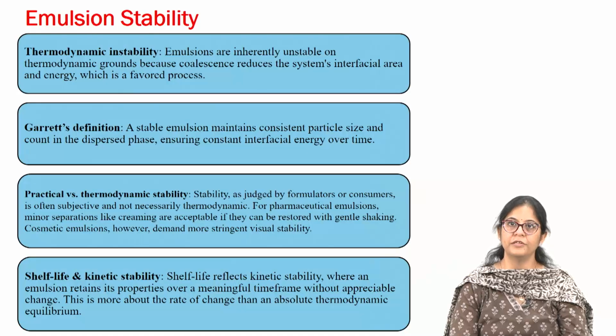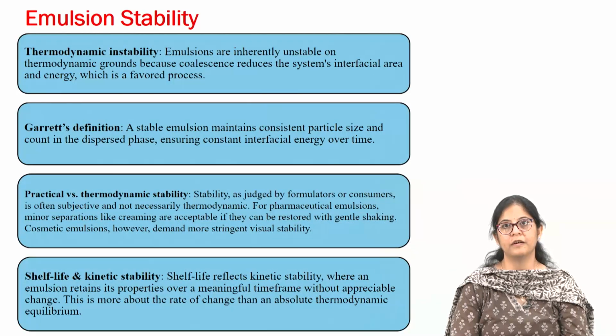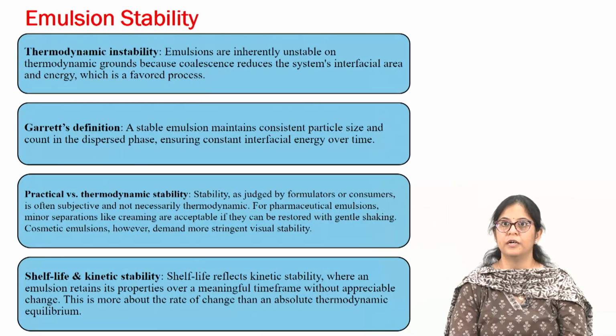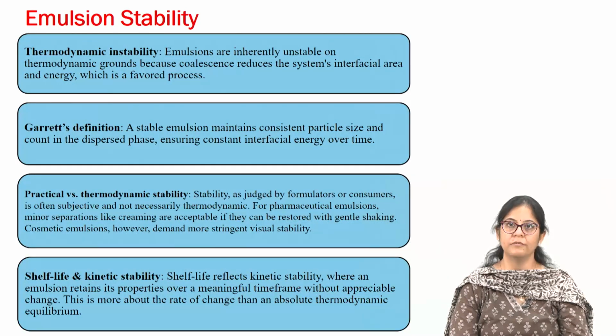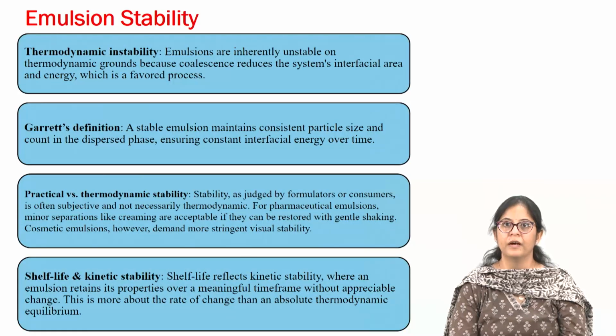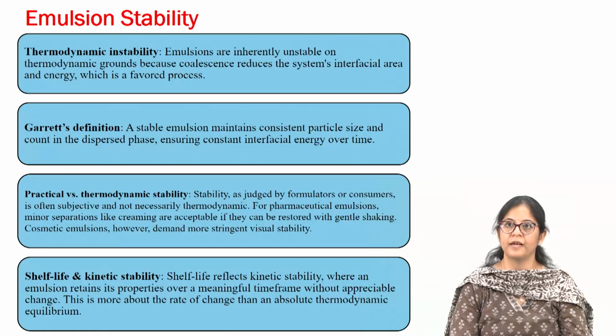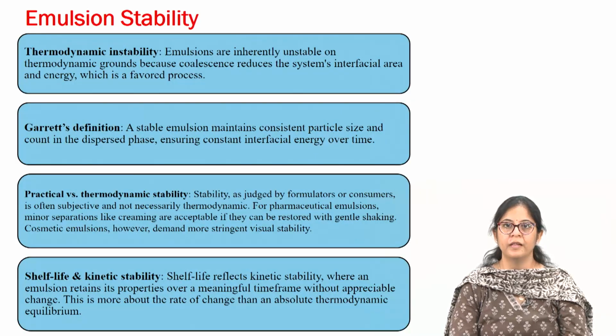In the case of emulsions, which are thermodynamically unstable, the emulsions are unstable on thermodynamic grounds because coalescence reduces the system's interfacial area and energy, which is a favored process. The Garrett's definition of stable emulsion is that it maintains consistent particle size and count in the dispersed phase, ensuring constant interfacial energy over time.